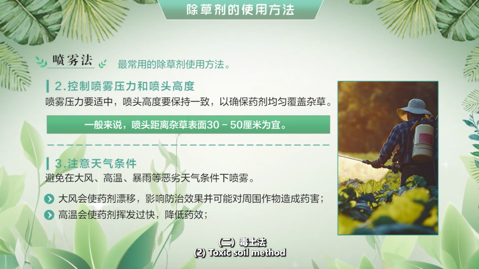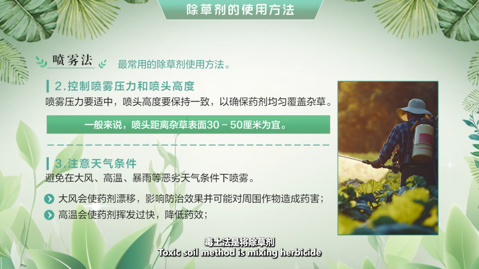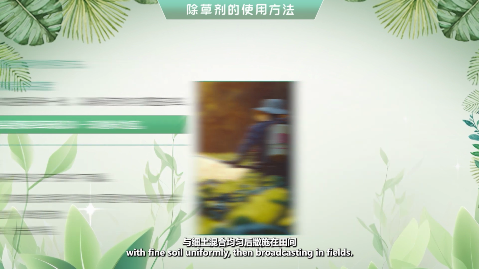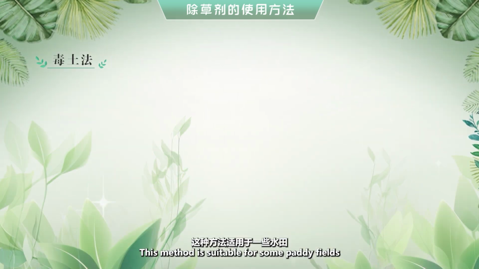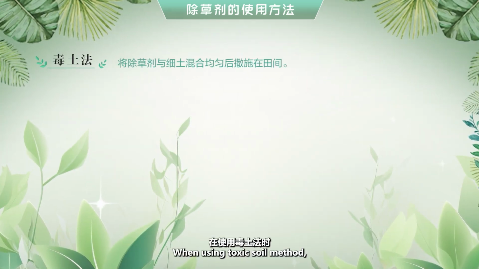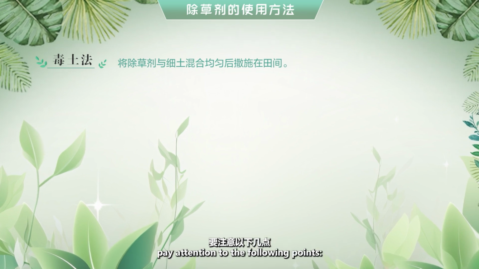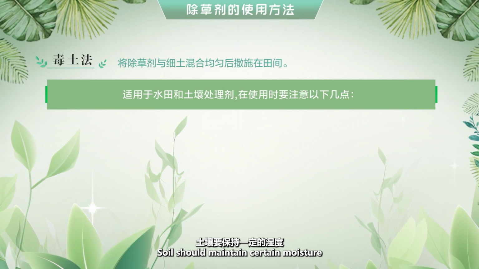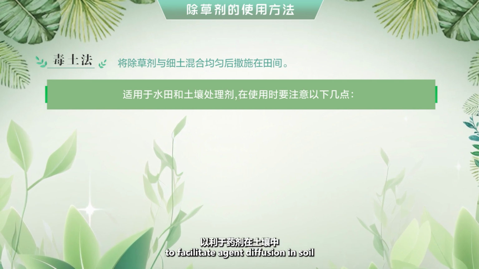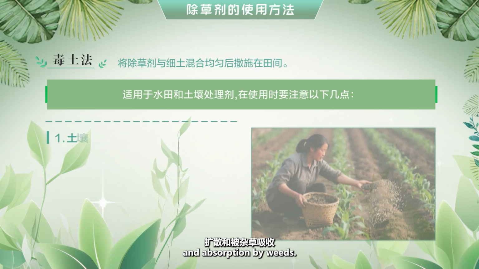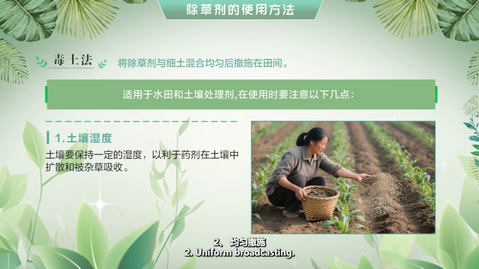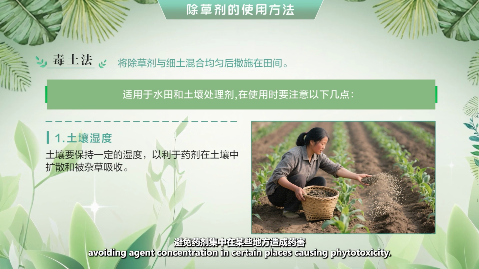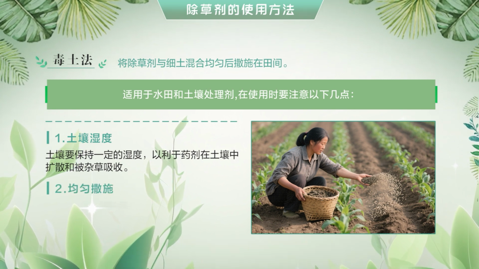2. Toxic soil method. Toxic soil method is mixing herbicide with fine soil uniformly, then broadcasting in fields. This method is suitable for some paddy fields and soil treatment agents. When using toxic soil method, pay attention to the following points. 1. Soil moisture. Soil should maintain certain moisture to facilitate agent diffusion in soil and absorption by weeds. 2. Uniform broadcasting. Broadcast toxic soil uniformly in fields, avoiding agent concentration in certain places causing phytotoxicity.